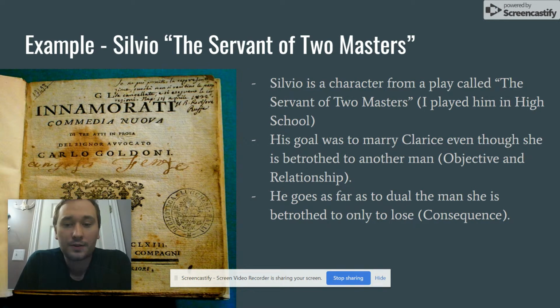He goes as far as to duel the man she is betrothed to, only to lose. So this is a consequence of him trying to achieve his objective and failing. But in the end, it ends up happy, and there's a wedding because it's a comedy, and he marries Clarice, and the other guy ends up being a girl who actually is a sister, and she marries a man that she wanted to marry because she just wanted money from Clarice's family. Yada, yada, yada. Okay.